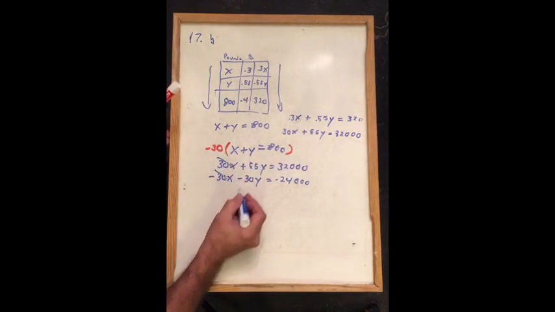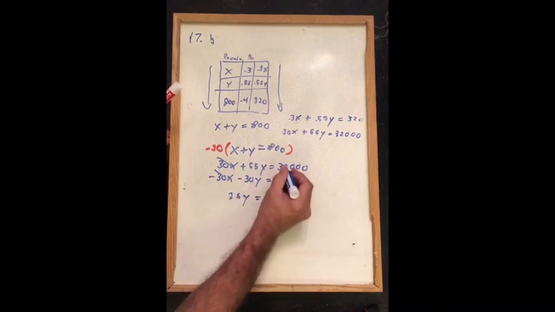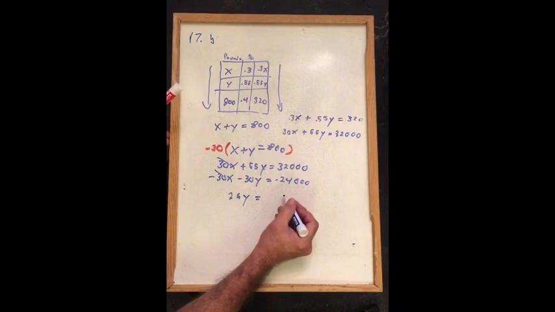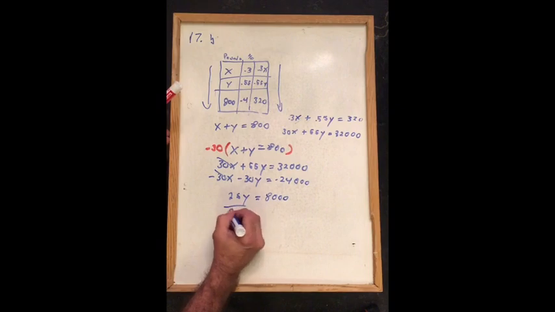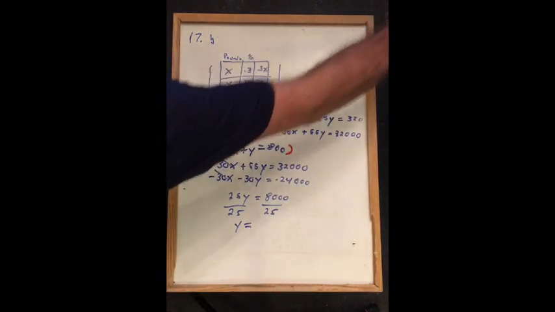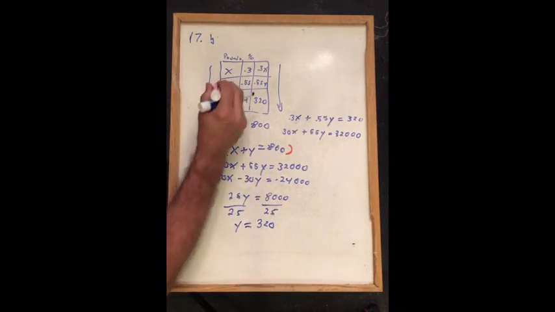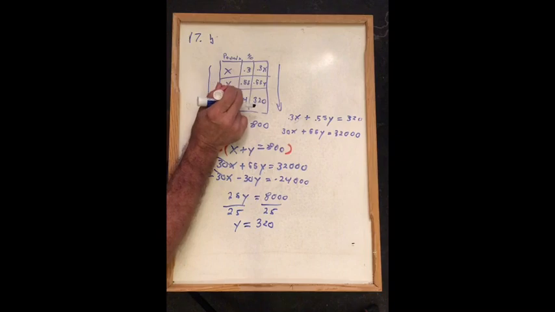Okay, these cancel. 55 minus 30 is 25y is equal to 32 minus 24. That would be 8,000. And then we'll divide both sides by 25 to find out that y is 8,000 divided by 25. I'll do it on my calculator. I think it's 320 or something like that. It is. So 320. So that means right here we have y is equal to 320.